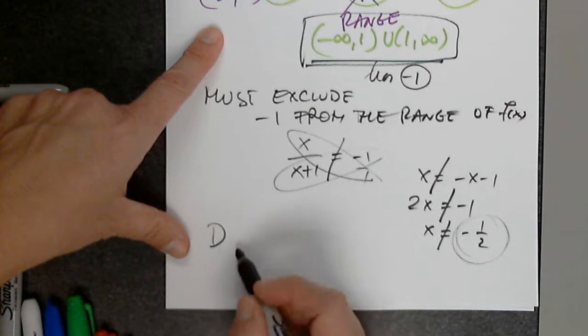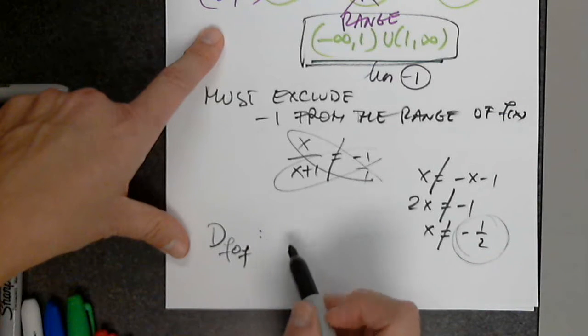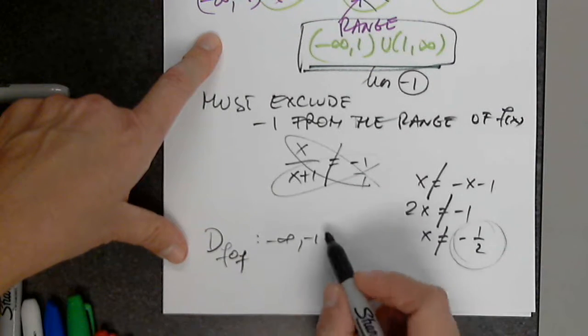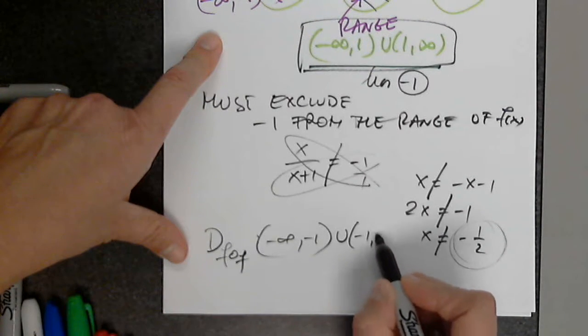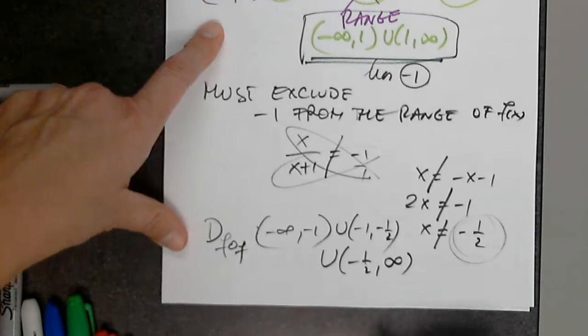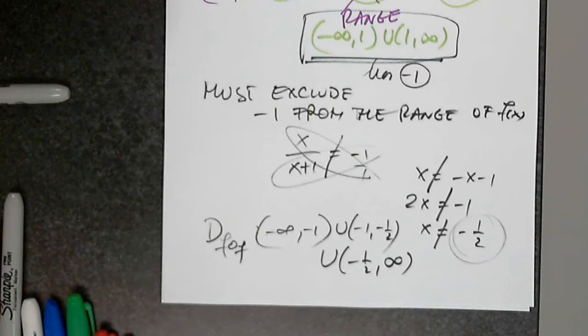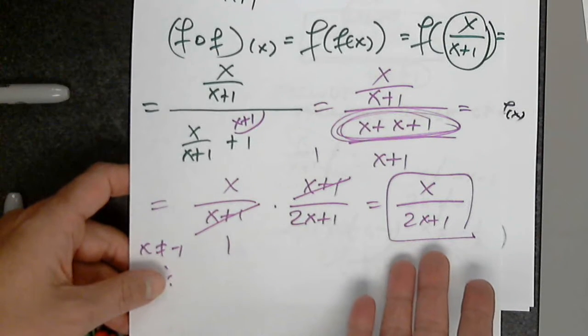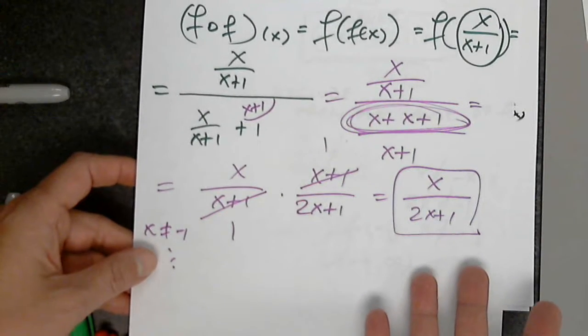So the domain of f comp f will be negative infinity to negative 1, union, negative 1 to negative 1/2, union, negative 1/2 to infinity. I will not test you on this. And you can say, wait a minute, couldn't I have just looked at this and said, okay, x cannot be negative 1/2?